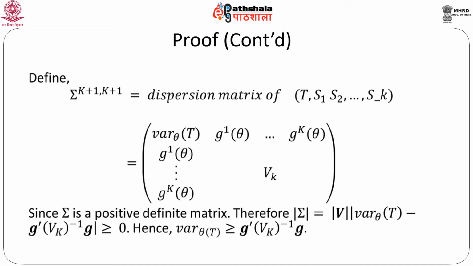This looks as follows: in the first row there is the variance of T, with g upper 1 theta up to g upper k theta, and in the first column there is g upper 1 theta up to g upper k theta, and in the remaining part there is a matrix Vk. Since sigma is PD, we get determinant of sigma greater than or equal to 0. Now, determinant of sigma is equal to determinant Vk into (variance of T minus g prime Vk inverse into g), which is greater than or equal to 0. Thus, we get variance of T is greater than or equal to g prime Vk inverse into g.